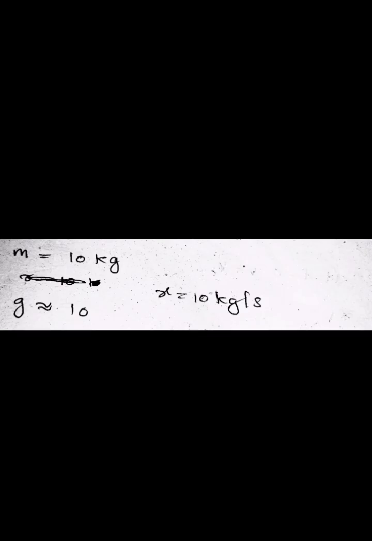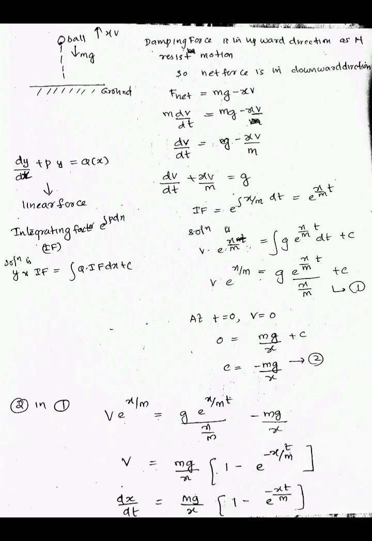Here it is given that m is equal to 10 kilogram, gamma is equal to 10 kilogram per second, and g is equal to 10. So here when the ball is dropped from a height, due to its weight, the force experienced is mg. It is in the downward direction.